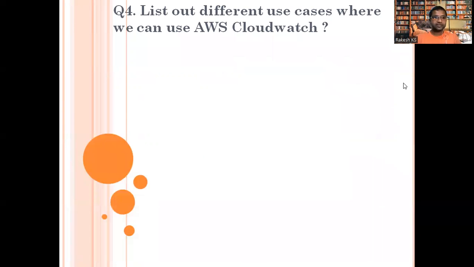Now we shall see the next question. List out different use cases where we can use AWS CloudWatch. AWS CloudWatch is also a kind of monitoring tool which watches all your activities on the cloud and stores them in a log file, which we can access at any particular time. For example, think of a house and a CCTV camera. The same principle works here.